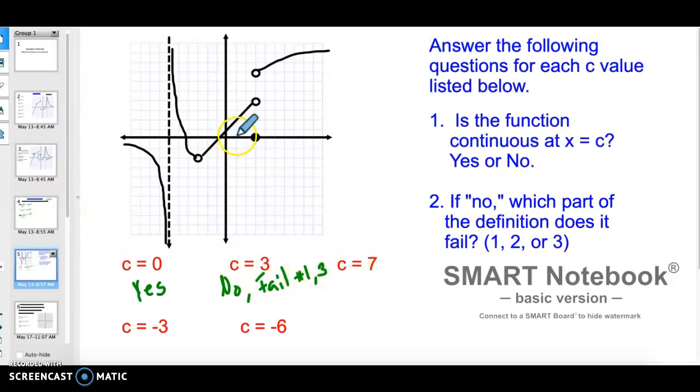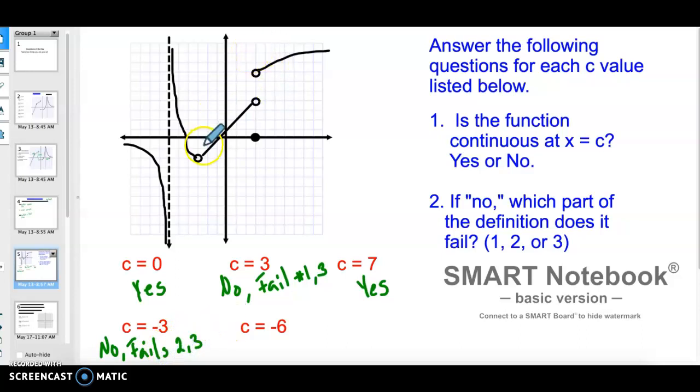Then at 7, so 1, 2, 3, 4, 5, 6, 7. Solid line, left and the right sides meet, so we're good. This one is continuous. At x is negative 3, hopefully you notice right away there's a discontinuity. There's that hole there. The limit exists because the left and the right sides meet, but there is no solid dot, so that fails test number 2. And because it fails test number 2, it also has to fail test number 3, because they can't equal if it fails one of them. So it fails 2 and 3.